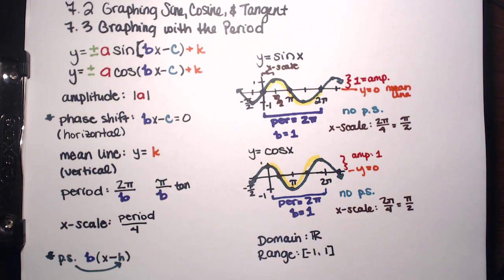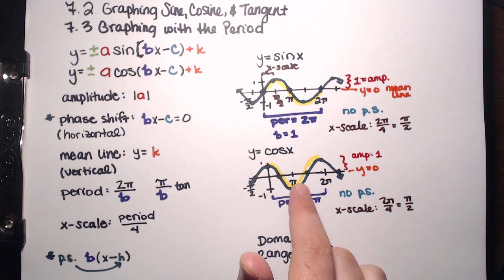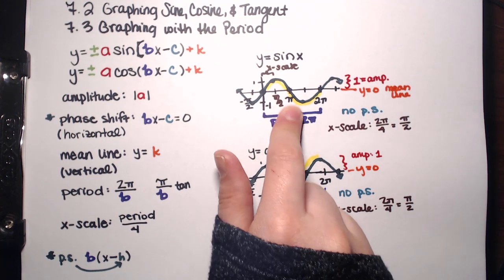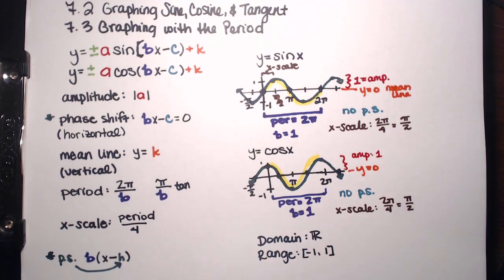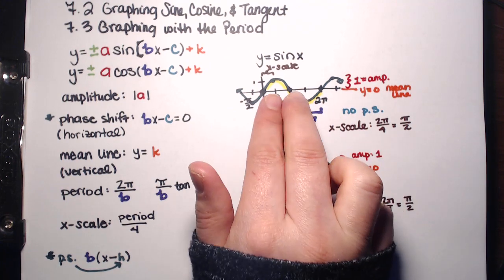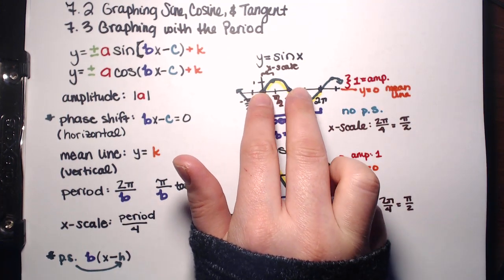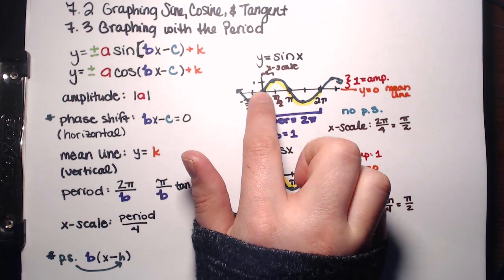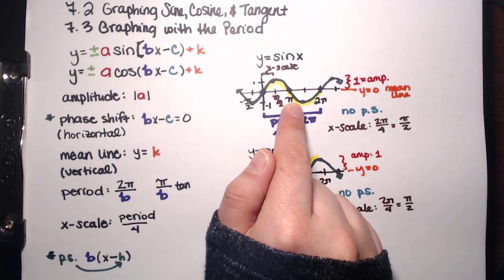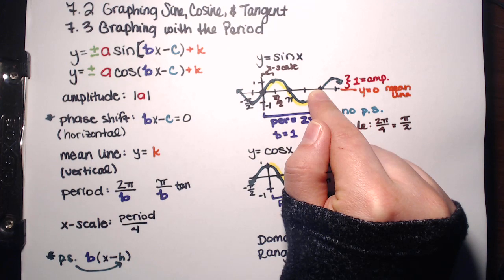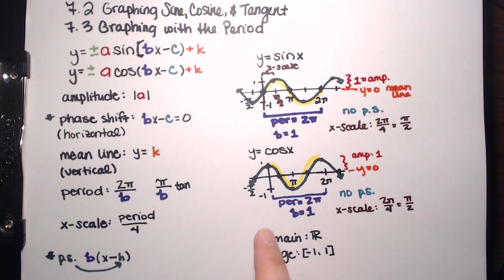pi. Now when I say the period, I've highlighted one period in yellow on both of these. It's just where does the function start repeating itself? Not repeating values, because it starts repeating values on this one here. I have the same value right here. But where does it start repeating the whole thing? So that's where it would start repeating itself.